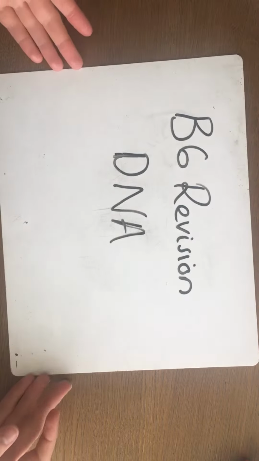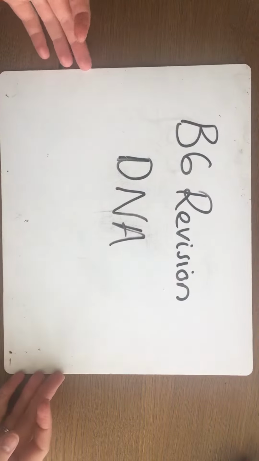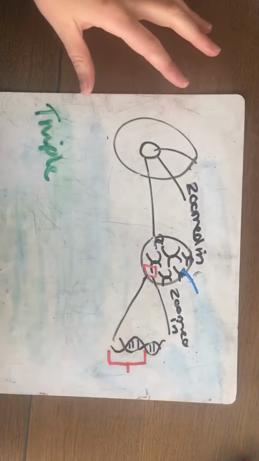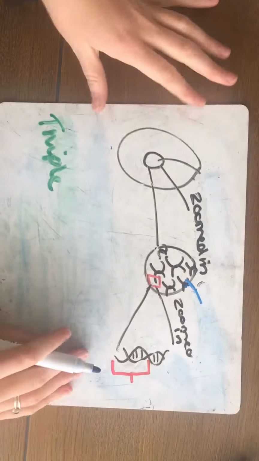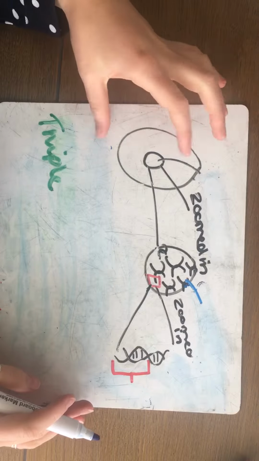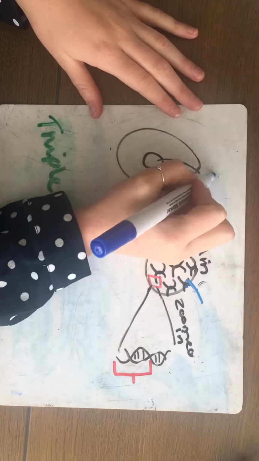This is a B6 revision video on the structure of DNA. So to start with, we need to look at where you would find your DNA. So, in our cells, in all eukaryotic cells, we will have a nucleus.